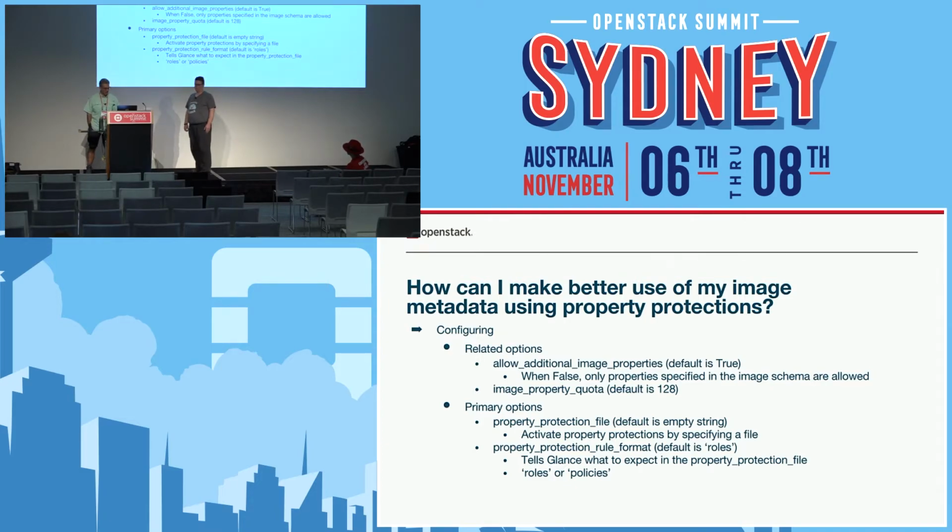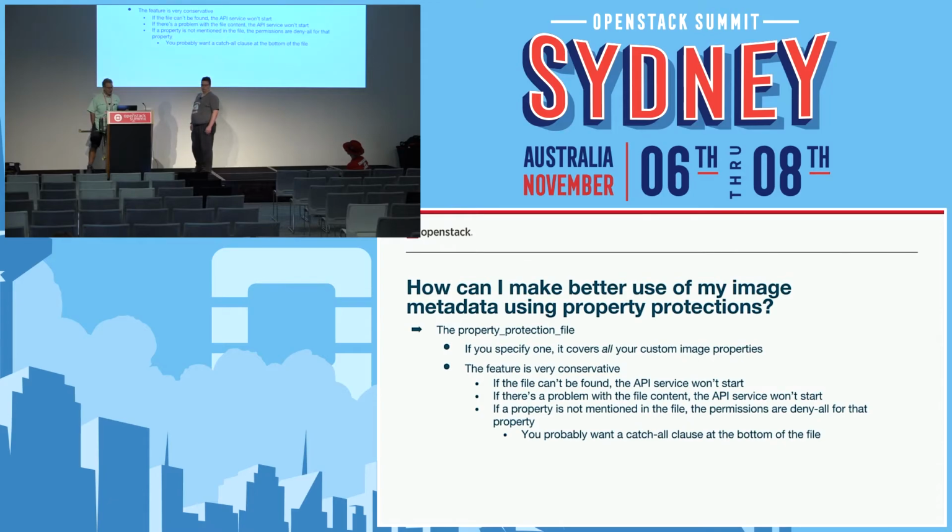And so it's roles or policies is the setting name. So basically, if you specify a property protection file, it covers all your custom image properties. And the feature is very conservative. And what I mean by that is if the file can't be found, the API won't start. If there's a problem with the file content, like a malformed regular expression or something, the API service won't start. And if a property is not mentioned in the file, the permissions are just deny all for that property.